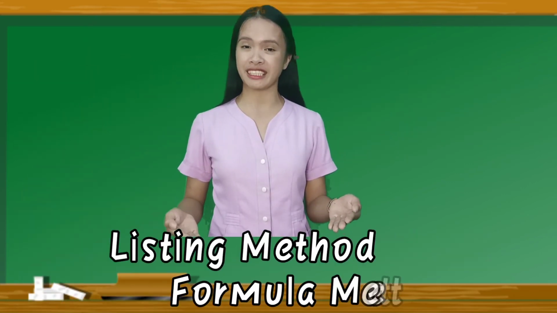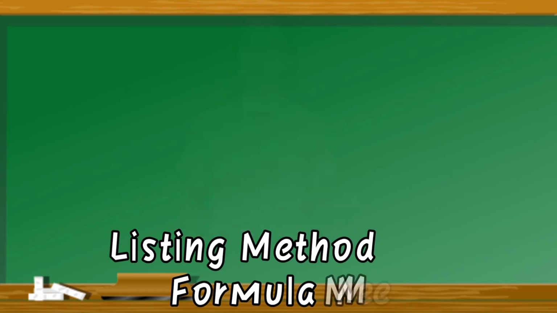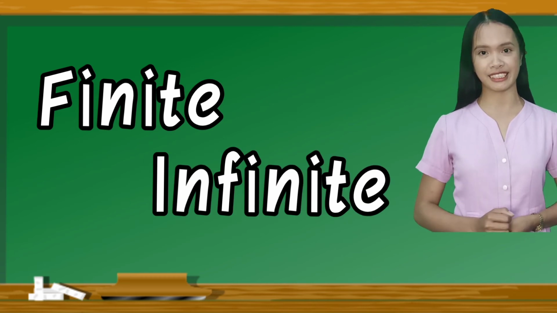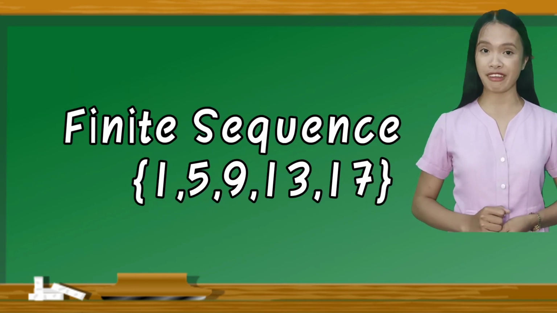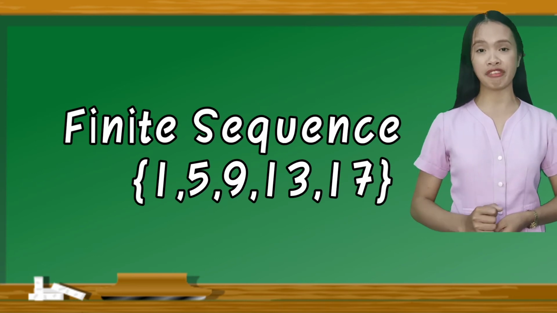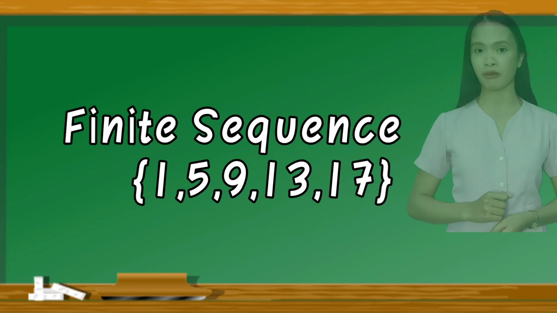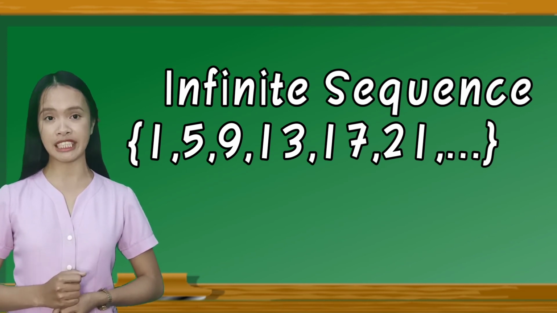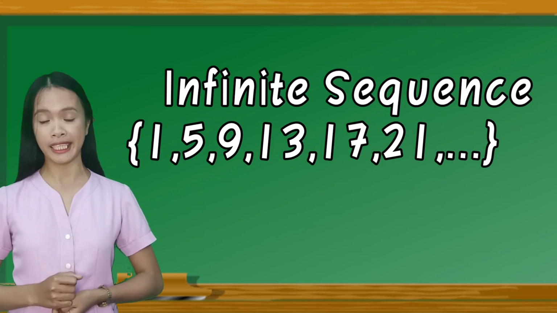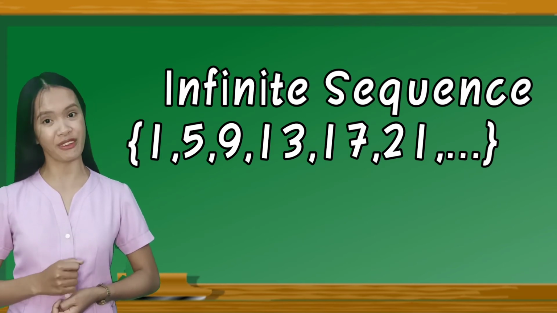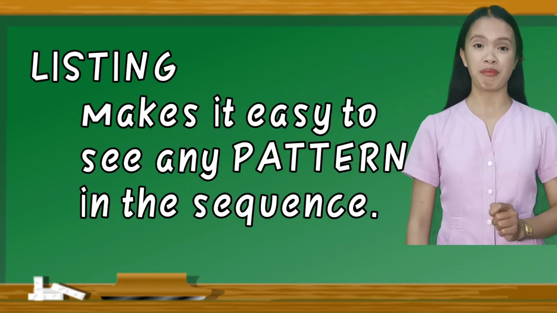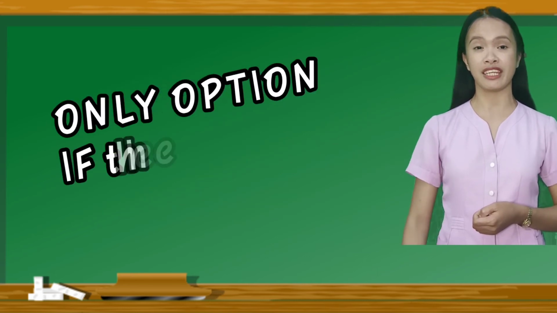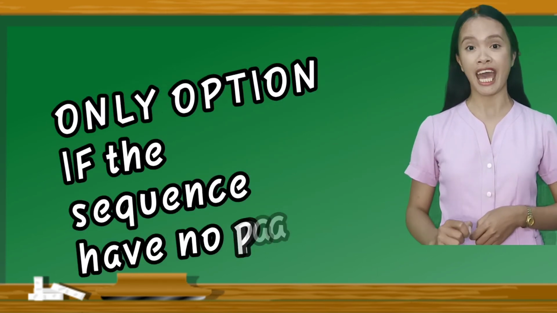Here are ways of expressing sequences. A sequence may appear as a list of finite or infinite. 1, 5, 9, 13, 17 is an example of finite sequence. 1, 5, 9, 13, 17, 21, and so on is an illustration of infinite sequence. Listing makes it easy to see any pattern in a sequence. It will be the only option if the sequence has no pattern.